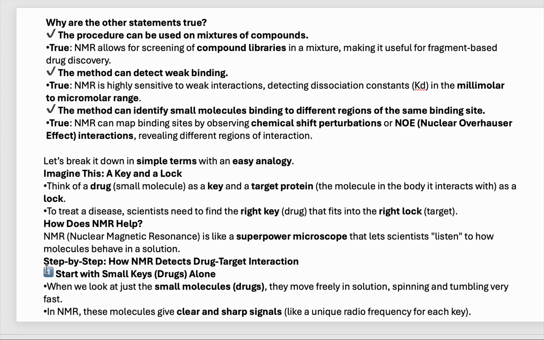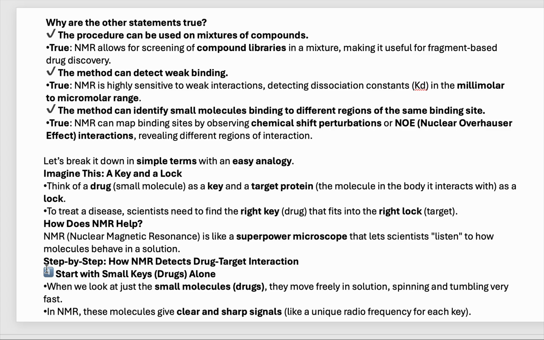The method can detect weak binding. That's true. NMR is highly sensitive to weak interaction, and it detects even in the millimolar, micromolar range. The method can identify small molecule binding to different regions of the same binding site. That's true, because you can see that from chemical shift and NOE.